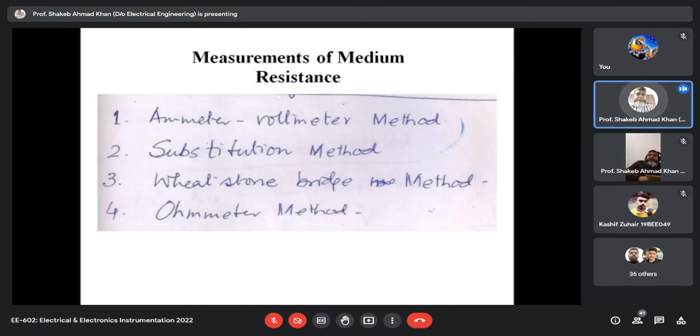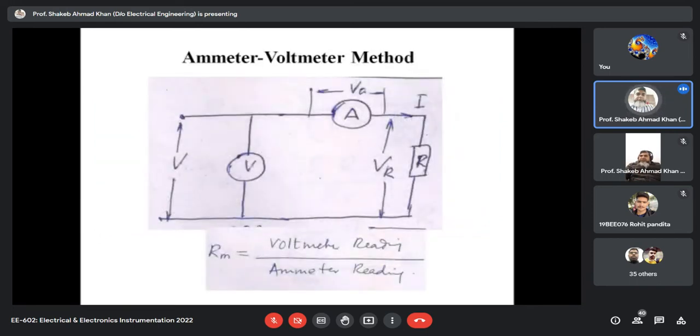Now, I'll ask you, what is the voltmeter ammeter method? Any of you? I know you are aware of it because it is taught in school itself. We take voltmeter and ammeter readings, then we take the ratio of the voltmeter to ammeter reading, and we get the resistance. Yes, sir. Okay. So does this method have any issue?